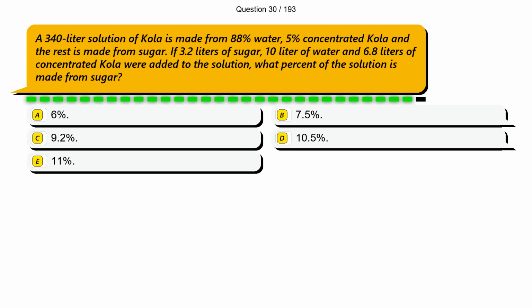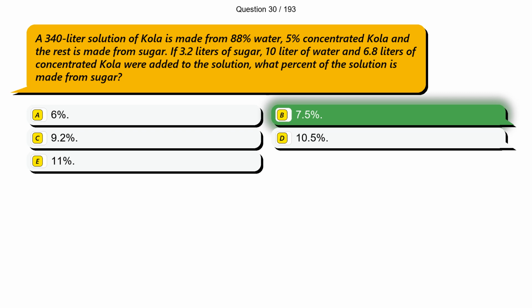Question 30. A 340-liter solution of cola is made from 88% water, 5% concentrated cola, and the rest is made from sugar. If 3.2 liters of sugar, 10 liters of water and 6.8 liters of concentrated cola were added to the solution, what percent of the solution is made from sugar? Option A, 6%. Option B, 7.5%. Option C, 9.2%. Option D, 10.5%. Option E, 11%.